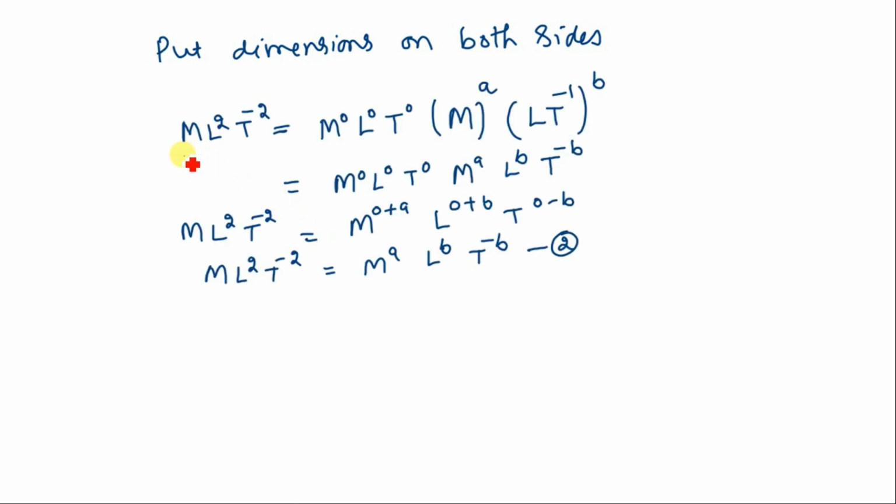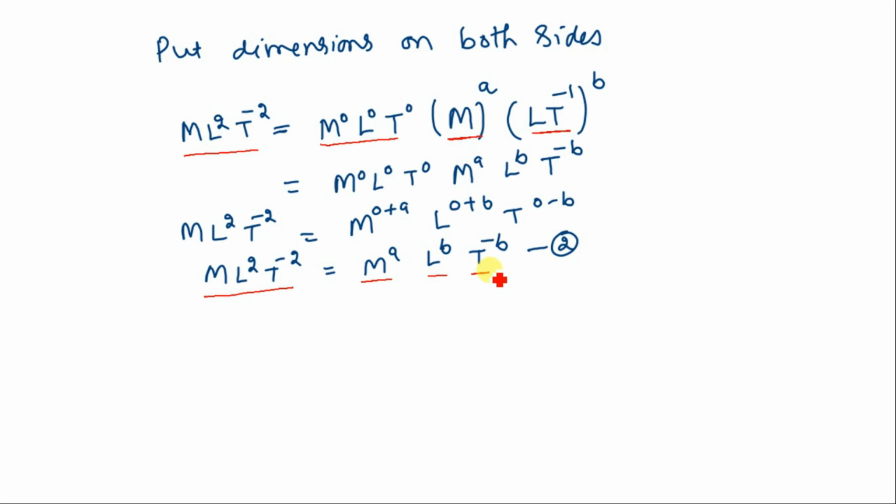The dimensions of K are M L^2 T^-2 because it is energy. The dimensions of C are M0 L0 T0. m is mass, so its dimension will be capital M. v is velocity, so its dimension will be L T^-1. And the power of mass will be a and that of velocity will be b. If we open these brackets and simplify it, we will get M L^2 T^-2 equals M raised to power a, L raised to power b and T raised to power minus b.